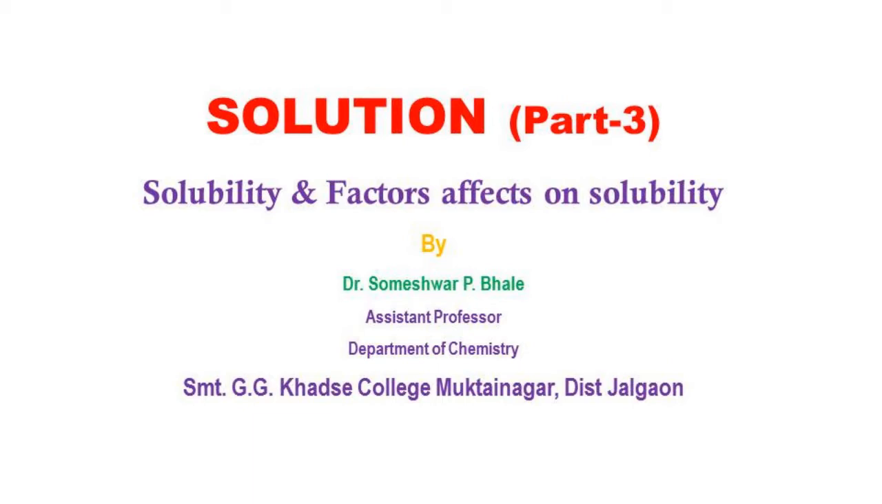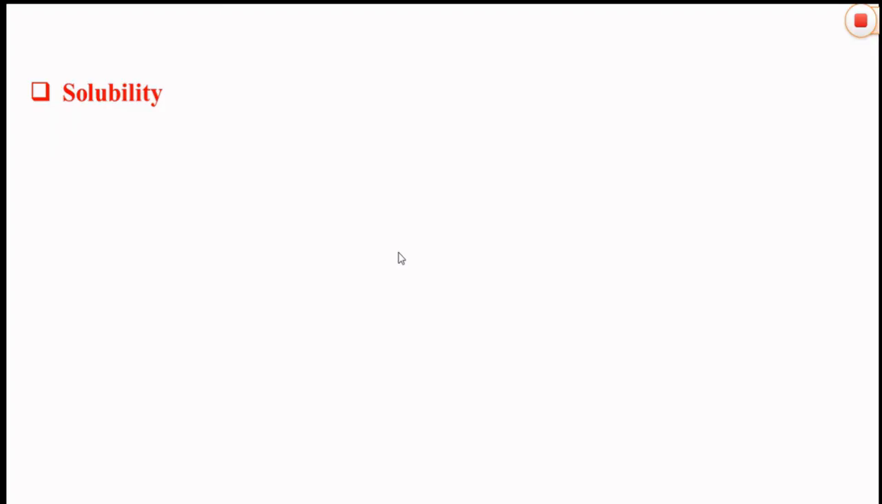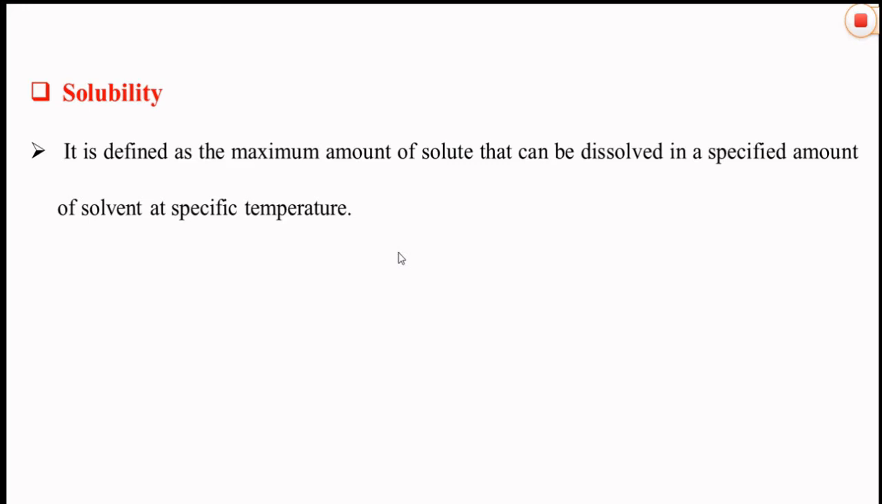In the last lecture, we saw in detail the different ways of expressing the concentration of solutions. In today's lecture, we will see the concept of solubility. Solubility is the property of a solute to dissolve into the solvent to form a homogeneous mixture. Solubility can be defined as the maximum amount of solute that can be dissolved in a specific amount of solvent at a specific temperature.